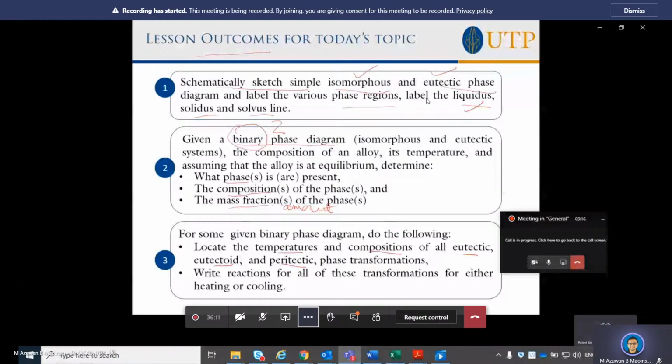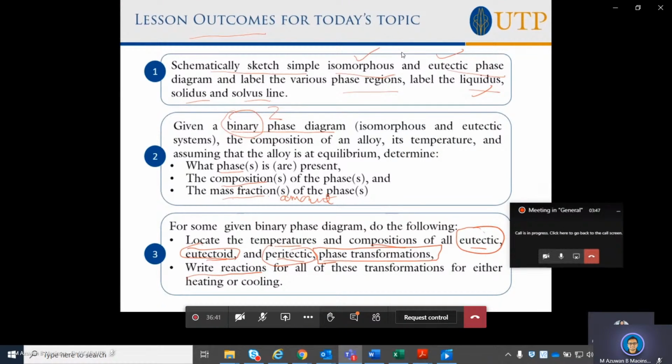Here again, you see new terms, right? They sound a bit different, a bit strange, and don't give you any sense. But after you discover about phase diagrams, you know what they are, right? So we expect you to be able to even write the reactions for all these three types of phase transformation. What they are all about is phase transformation. They are changing their phase, all right?